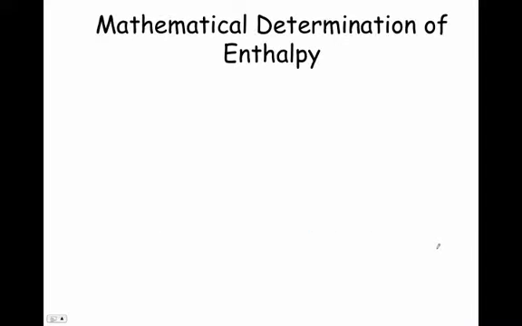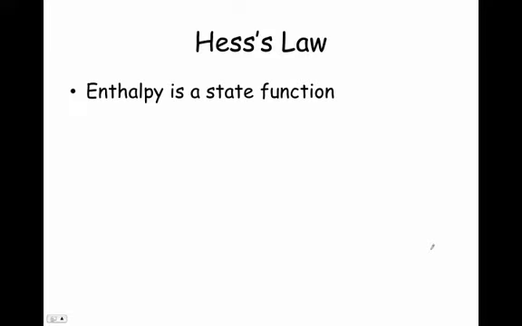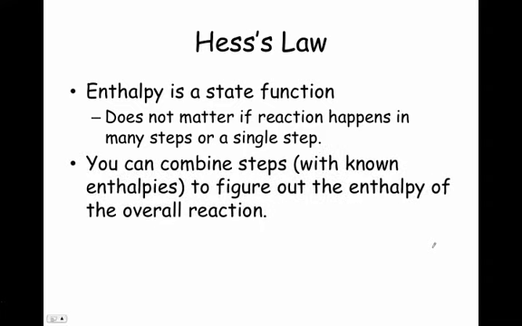You can also determine enthalpy mathematically. There's two ways that you can do it. The first way is using something called Hess's law. The other way is using enthalpy of formation. So we're going to talk about Hess's law first, and then we'll talk more about enthalpy of formation after that. So Hess's law is based upon the premise that enthalpy is a state function. Just a reminder of what a state function is. It basically means that it does not matter if the reaction happens in many steps or a single step. It just matters that it happens. So this idea allows you to combine steps where we know the enthalpy of those steps to figure out the enthalpy of the overall reaction.